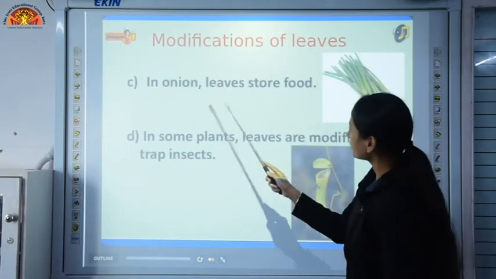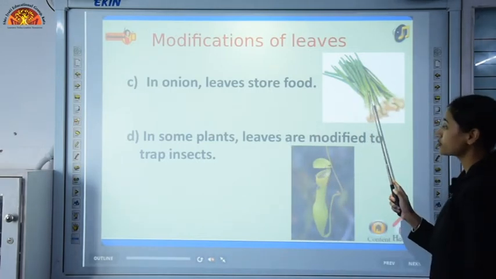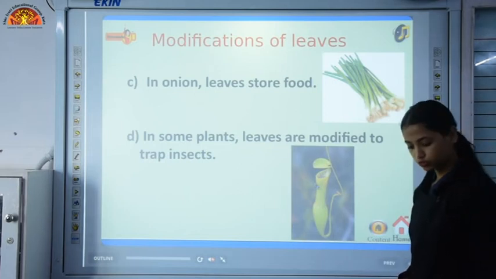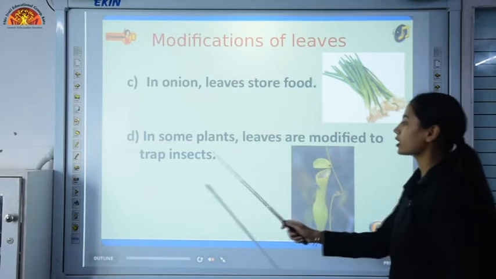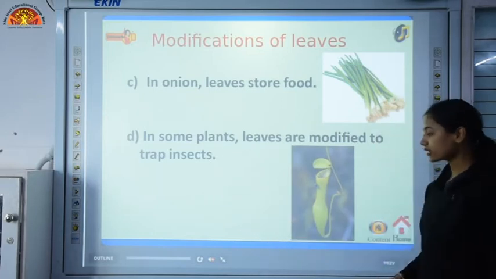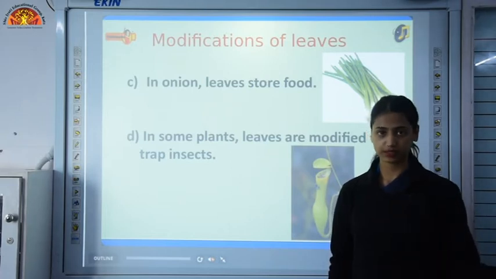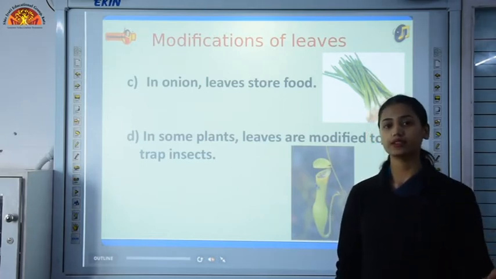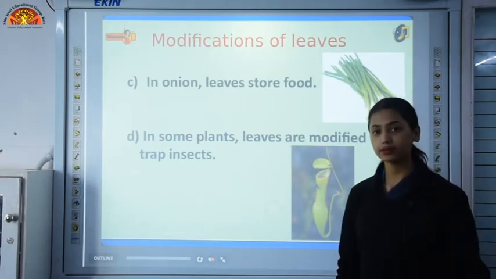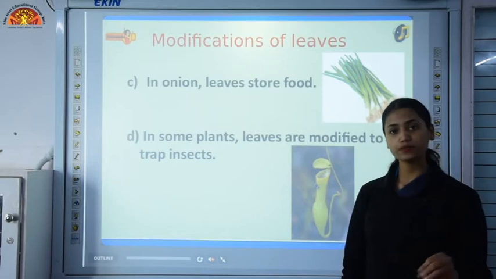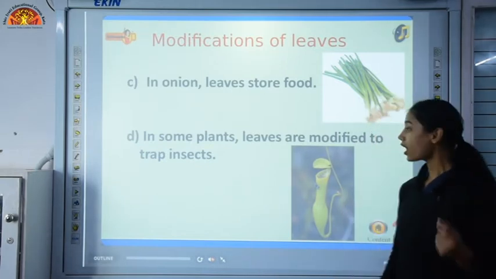Then in an onion, leaves store food. These are the modified leaves. These fleshy leaves store food. Example is onion. Then in some plants, leaves are modified to trap insects. As we know, plants prepare their own food, they are not dependent on any other substance. But there are a few plants which require nutrients, and those nutrients are available through insects only. Those plants are known as insectivorous plants because they eat insects. So, how do they eat?